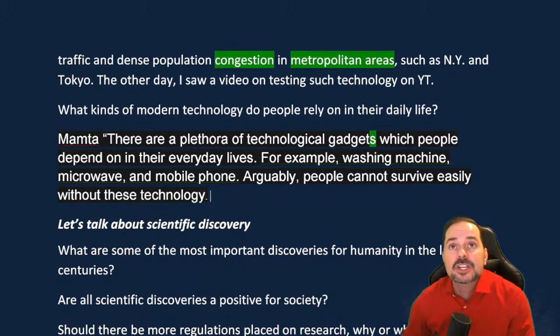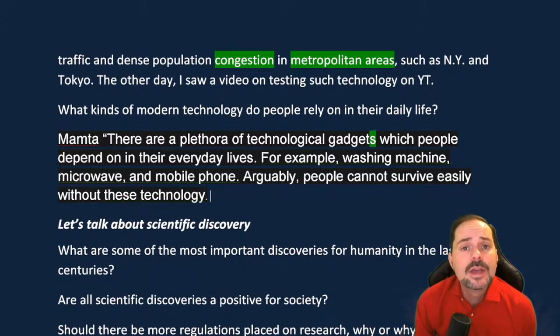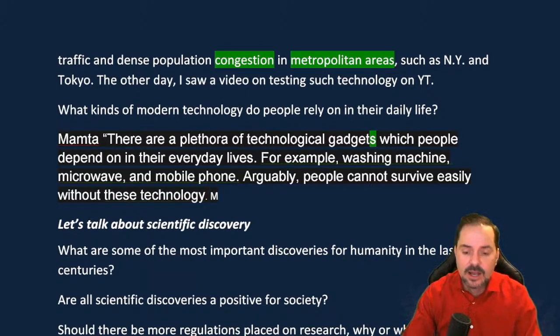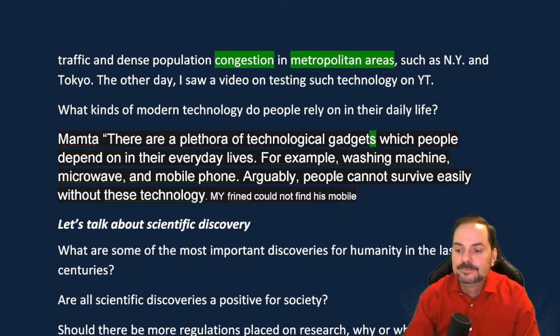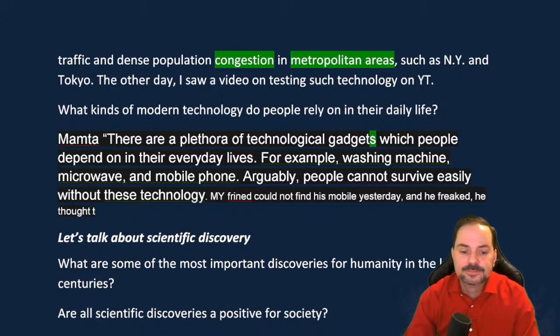Now, I would finish this, Mamta, with a smooth example. So I would say, my friend could not find his mobile yesterday, and he freaked out. He thought the world would end.